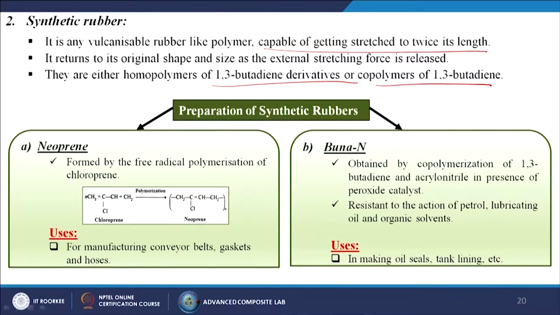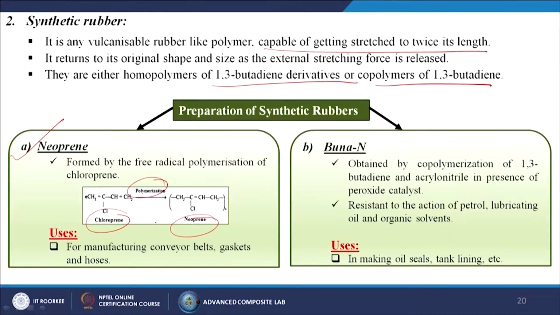There are two types of techniques by which we can prepare these synthetic rubbers. The examples: one is neoprene, formed by the free radical polymerization of chloroprene. So we use chloroprene for the polymerization, and from that we make neoprene. Neoprene is generally used for conveyor belts, gaskets and hoses.